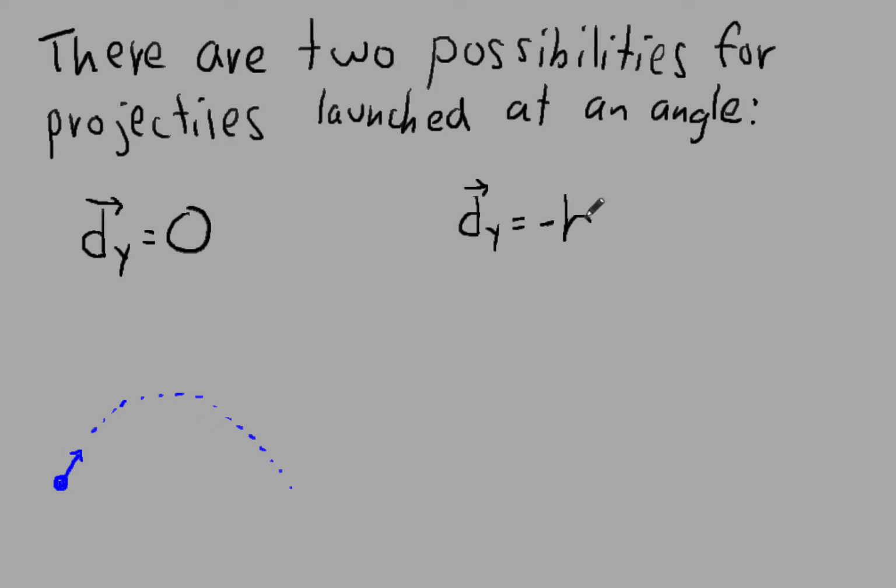In the second situation, there is a change in height in the vertical direction. This is when a projectile is launched from an angle off a tall surface, like a table, or a countertop, or a cliff. In this case, the displacement in the y direction is equal to negative of the height. Negative because it's down.